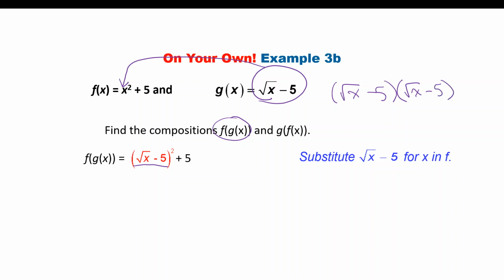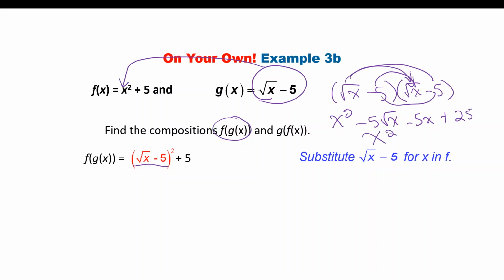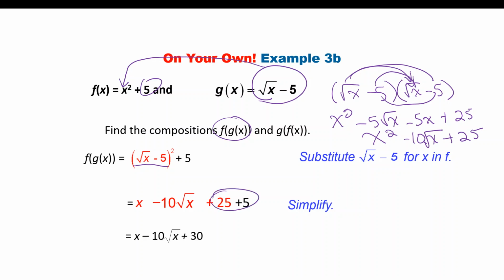Now you can't just square each of those, you have to actually FOIL it. So that's going to be x squared, this is going to be minus 5 square root of x, and then another minus 5 square root of x, and then plus 25. Okay, that last one. So you're actually going to end up with x minus 10 square root of x, like this, plus 25, and then plus our extra 5, and it ends up like that. And then we simplify this part, and there we have f of g of x equals x minus 10 square root of x plus 30. That is not equal to x.